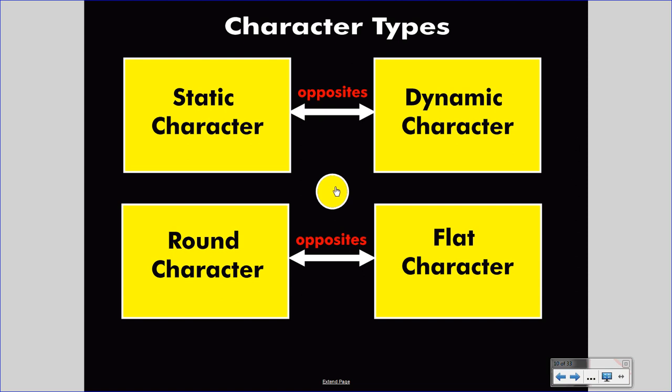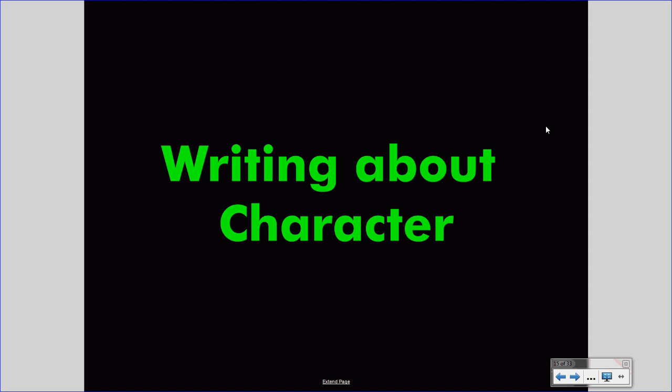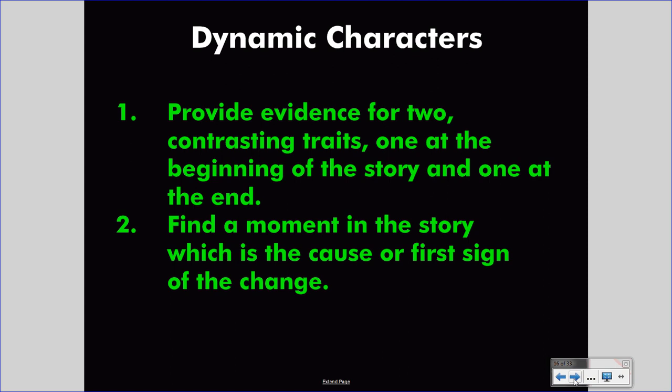Let's review a little bit more deeply. Let's talk about how we would write about character. Because, of course, if you understand these definitions, you can write an extended character analysis based on the definitions. Let's start with dynamic characters. If you wish to write about a dynamic character, you must fulfill two obligations.